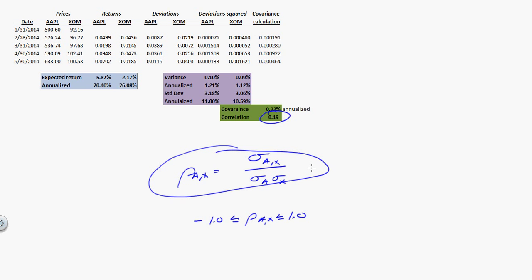0.19 will tell me, well, they do move together, but they don't move together perfectly. 1 is perfect. They're the same security. -1 is perfectly opposite of each other. 0 is they're independent. So that correlation number gives me a sense of exactly what's going on. So that's how you do the calculation, pen and paper, and I'll show you in another video how to do it in Excel.